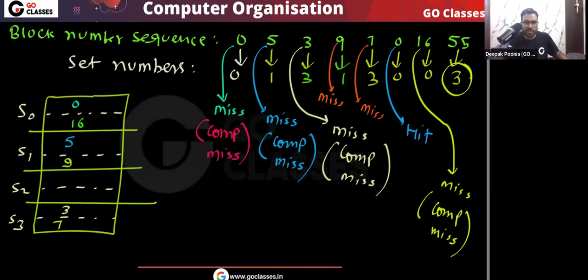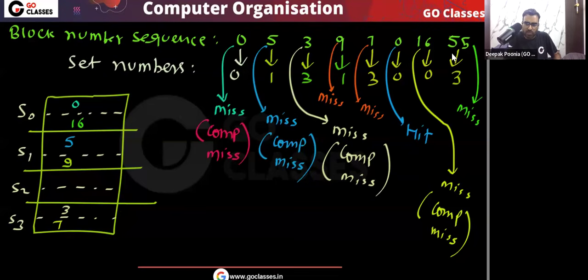And what about this 55? It will map to set number 3. In set number 3, every line is occupied. So we need to replace one of the cache blocks with block number 55. And here we need to use the LRU. Okay, is this clear? So remember, for this 55 also there is a miss. This is a compulsory miss.